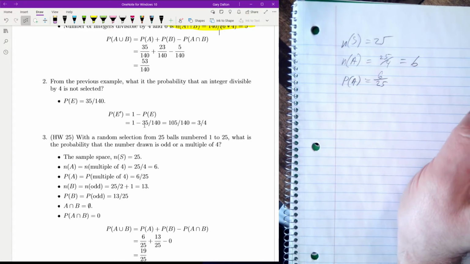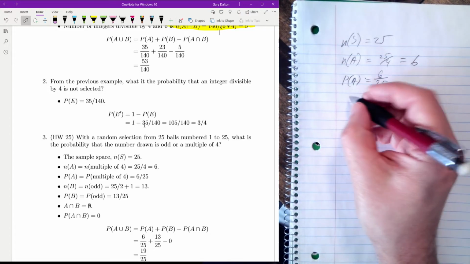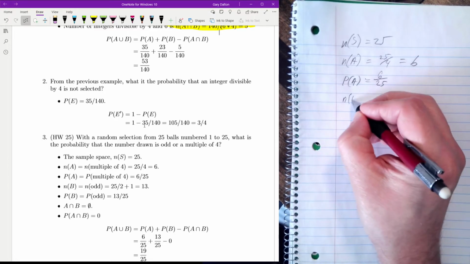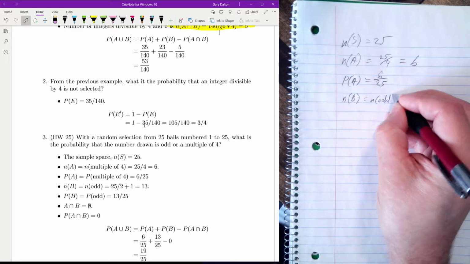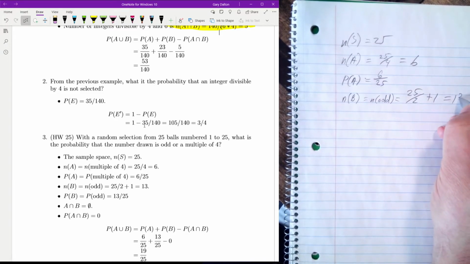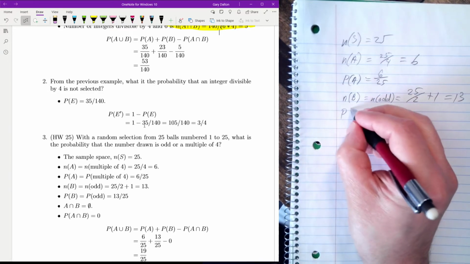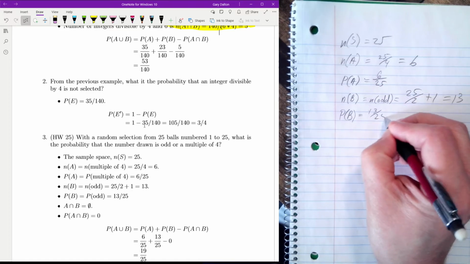And then we have the probability of odd. So odd. Half of them are going to be odd. In this case, if you actually count it out, you'll go 1, 3, 5. So you're going to have odd and then plus 1. So then the number of elements that are odd is equal to 13. And then the probability of B is equal to 13 divided by 25.